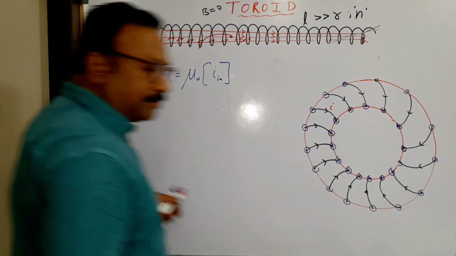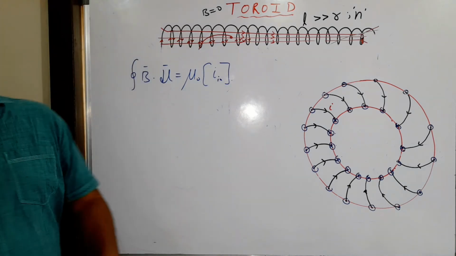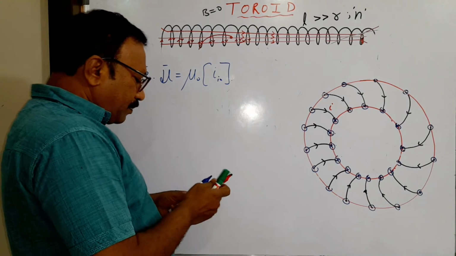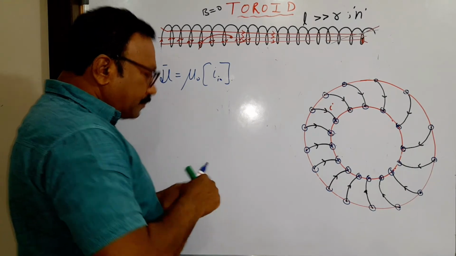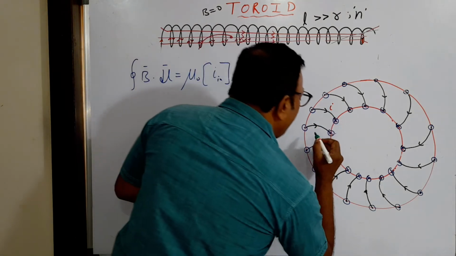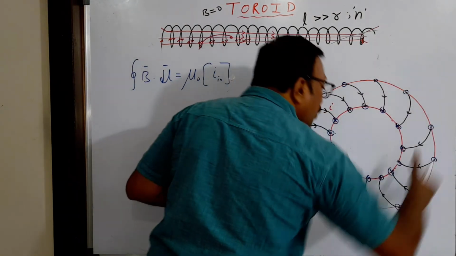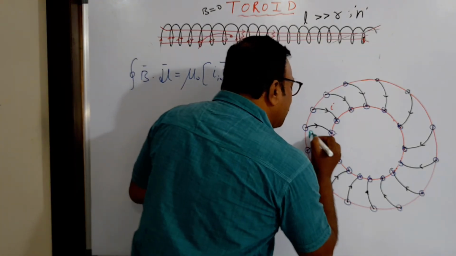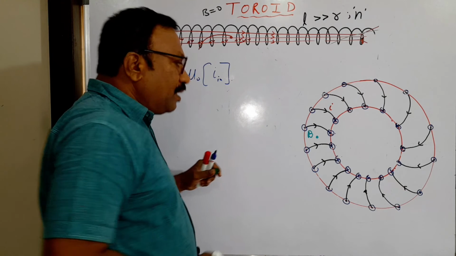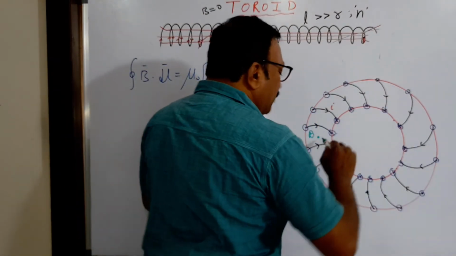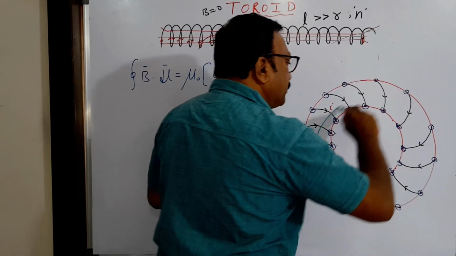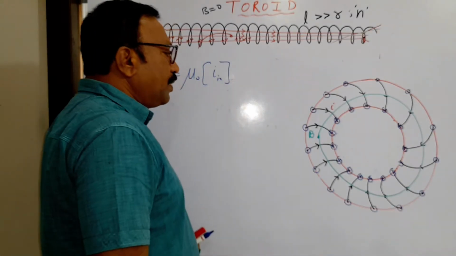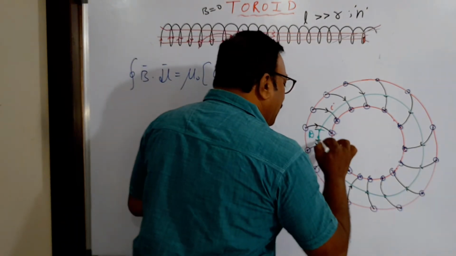Same law I'll apply. Let us say I want to determine the magnetic field at this point inside the core of the toroid. Then let the magnetic field at that point be B. Then I will be taking one Ampere's loop. Same story I am repeating. This green color one is Ampere's loop. And I will take one element dl.